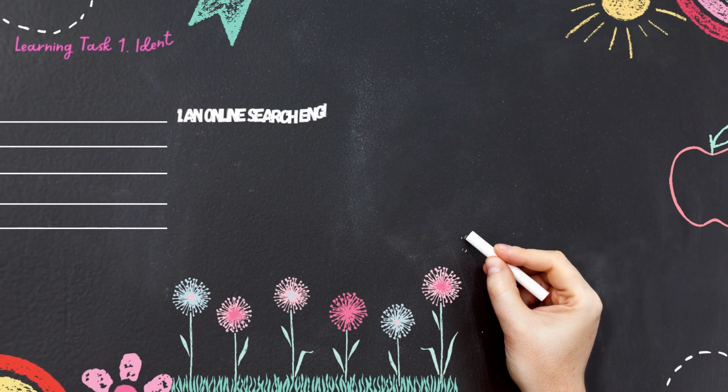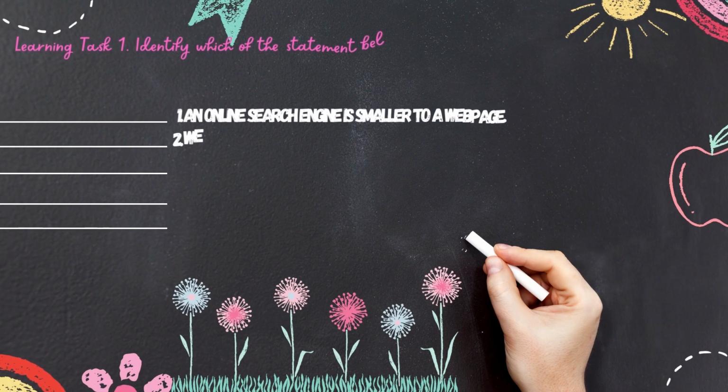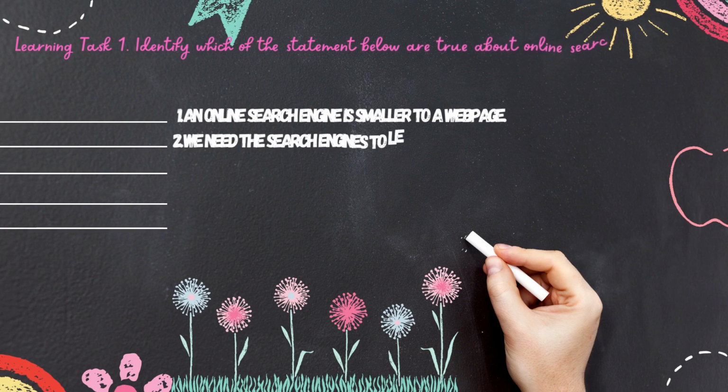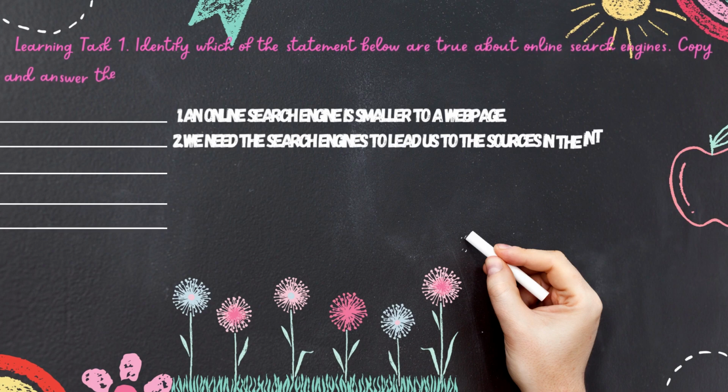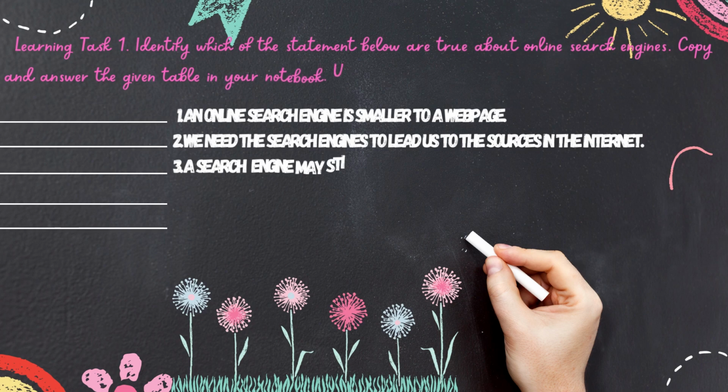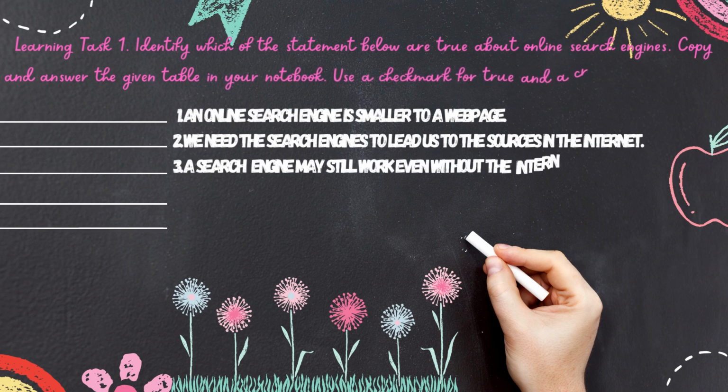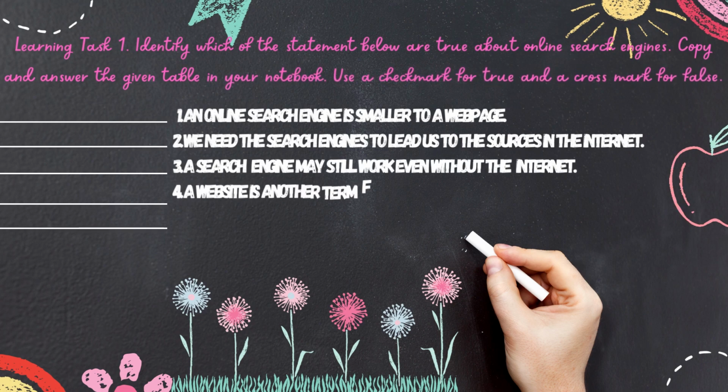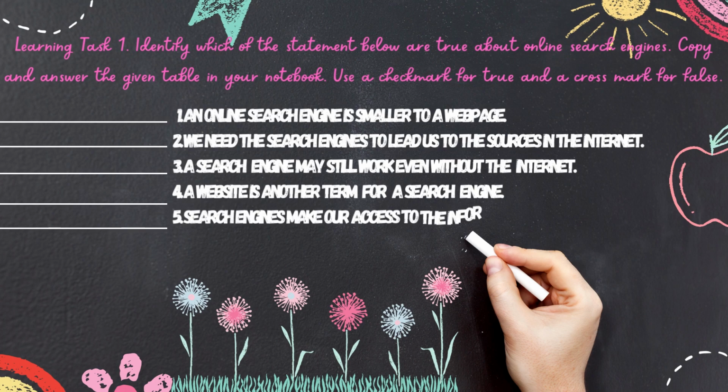Okay, so we have here learning task number 1. For the direction, you have to identify which of the statements below are true about online search engines. Copy and answer the given table on your paper. Use a check mark for true and a cross for false. So we have here 5 statements, right? All you have to do is to answer it by putting a cross for false and putting a check mark for true.